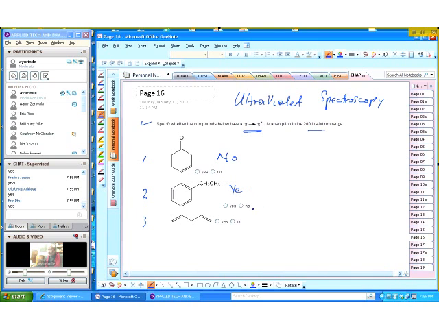So yes. About 3, is 3 conjugated? No. So no absorption. Only one of these will give a UV absorption. That is all they are asking you with this question. That was a very simple one.